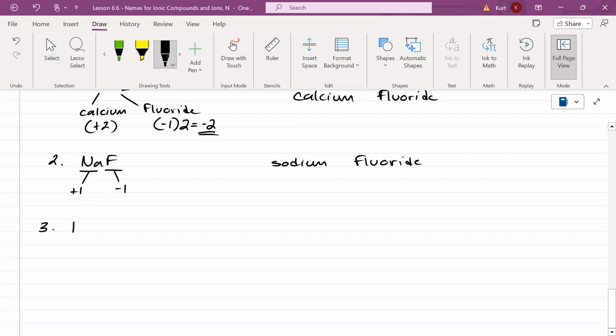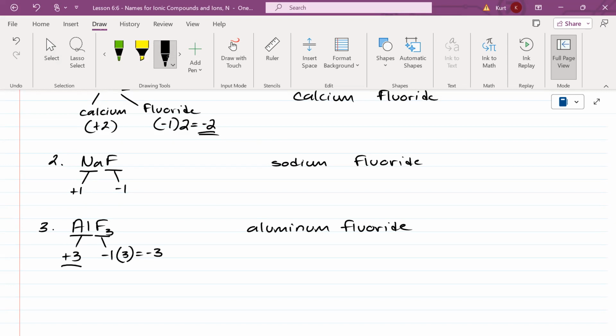Number 3, aluminum fluoride, AlF3. Aluminum has a positive 3 charge. It is found in group 13. Fluoride has a negative 1 charge, so you're going to need 3 of those to get to negative 3. So positive 3 and negative 3 cancel out. That's why this is a 1 to 3 ratio.